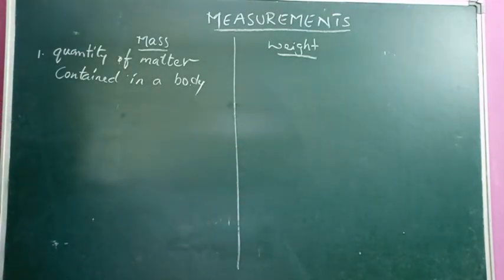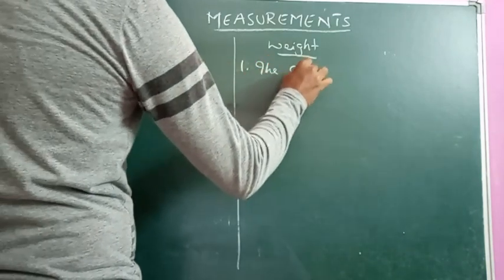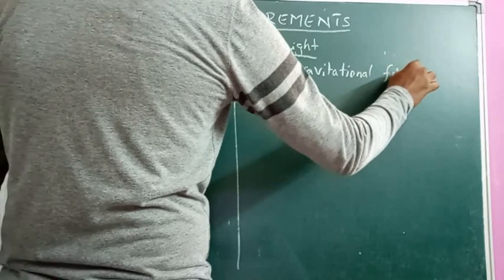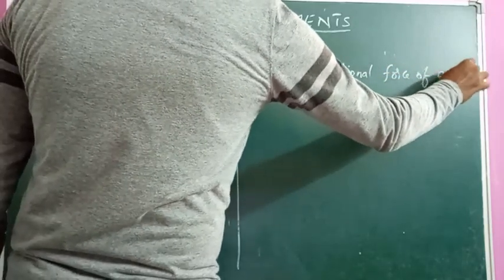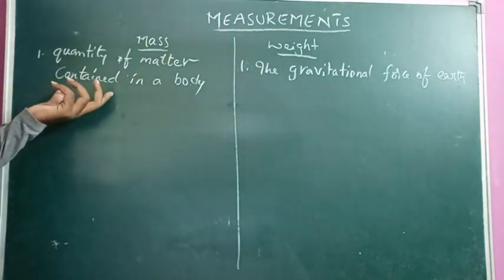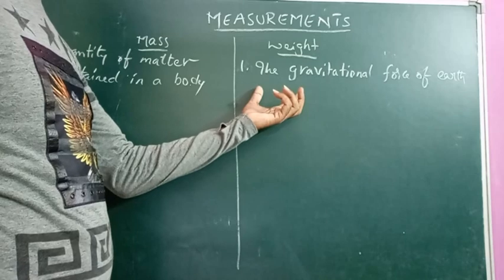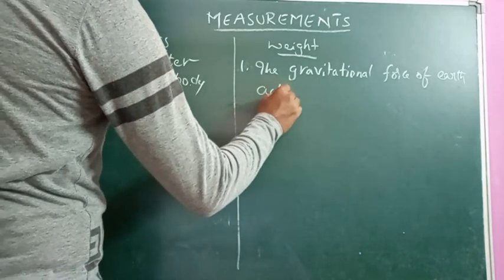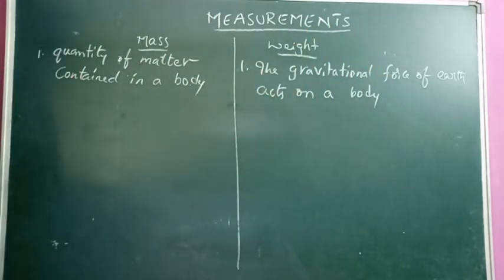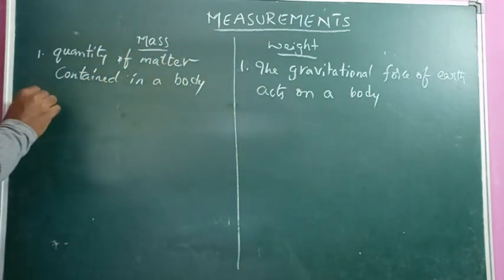Whereas weight can be defined as the gravitational force of the earth. There is matter contained in a body, and if the gravitational force of the earth acts on this matter, it gives the weight. So on this mass, if the gravitational force acts, then we can take it as weight.